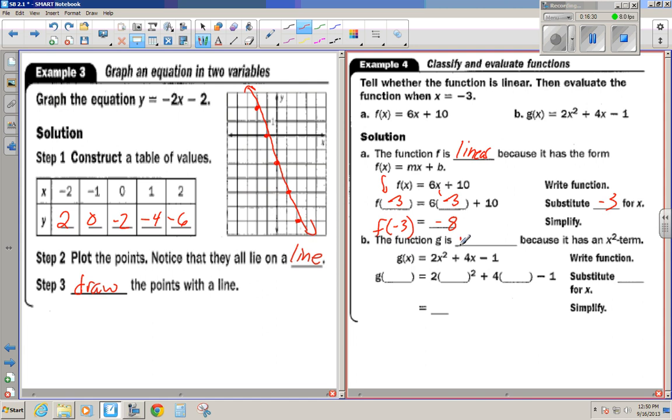So the function g is non-linear because of the x squared term. That doesn't mean you can't plug in -3 though, it just means you plug it in maybe more than once. So once you substitute -3 in for x, once you pause the video and try to do that order of operations, you end up with 5.